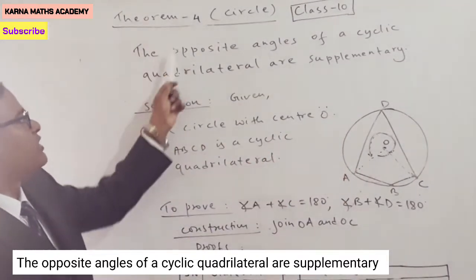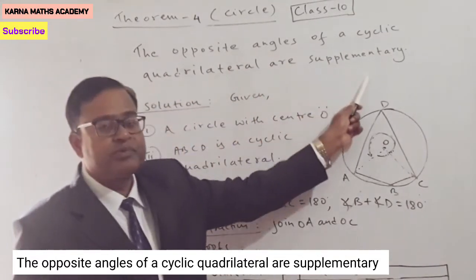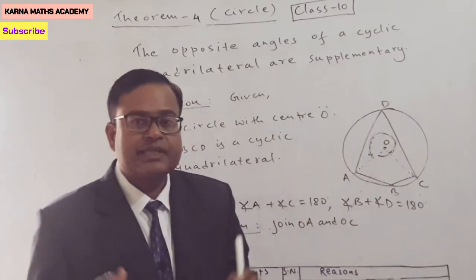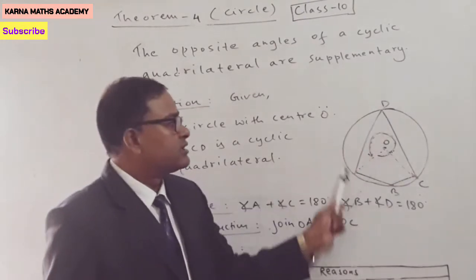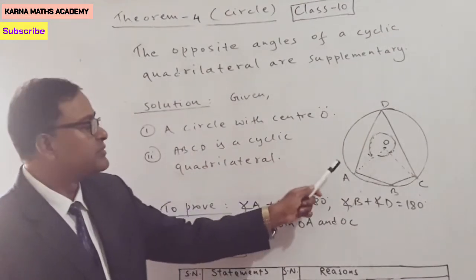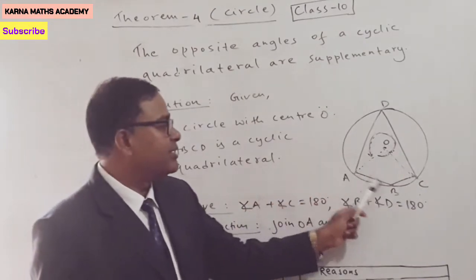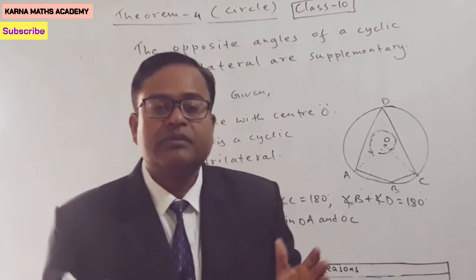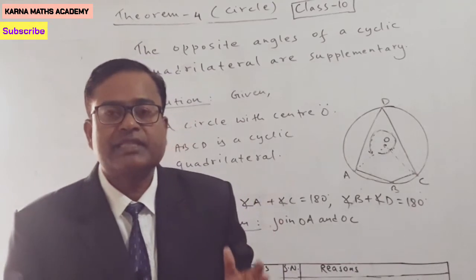The statement of theorem 4 is the opposite angles of a cyclic quadrilateral are supplementary. So this figure is already drawn so that we can save the time, and I have proved the theorem also. Given: first we have to draw a circle with center O. Then we have to take a cyclic quadrilateral ABCD. ABCD is a cyclic quadrilateral. Cyclic quadrilateral means if all the vertices touch the circle, then the quadrilateral is known as cyclic quadrilateral.